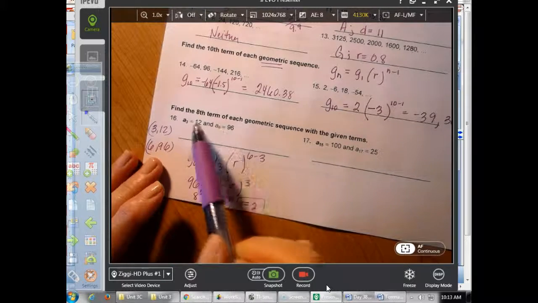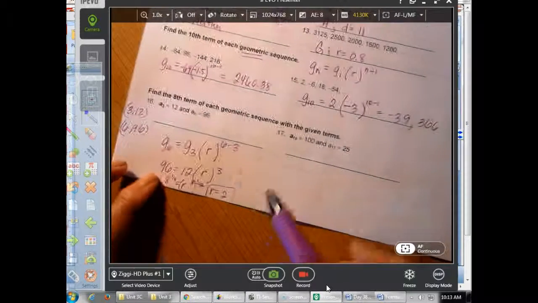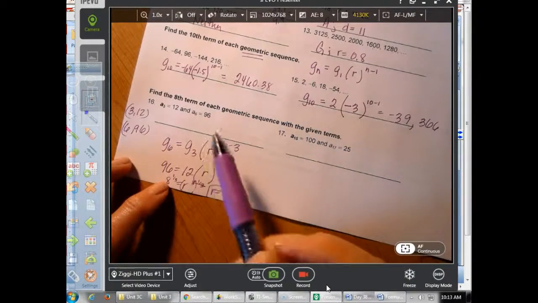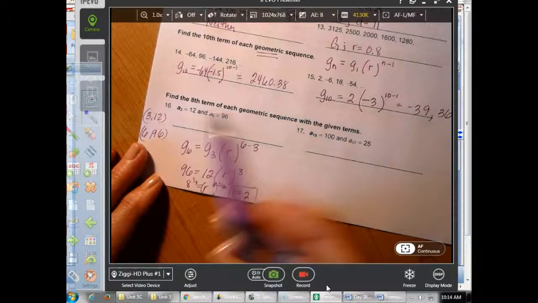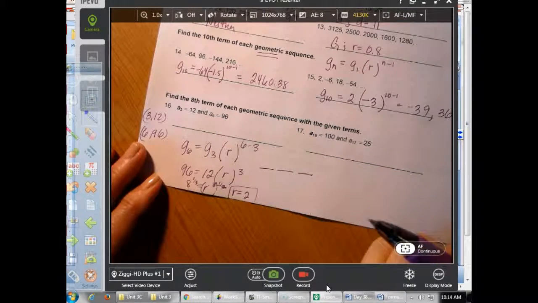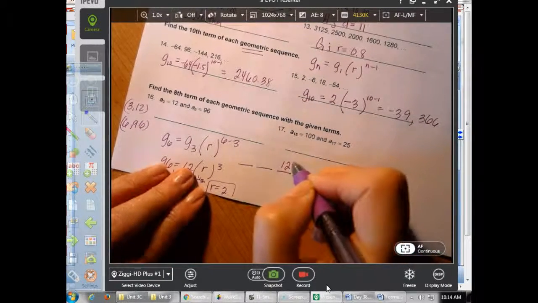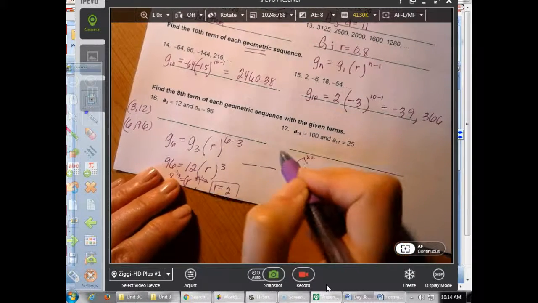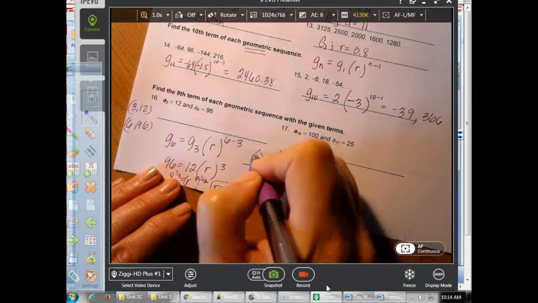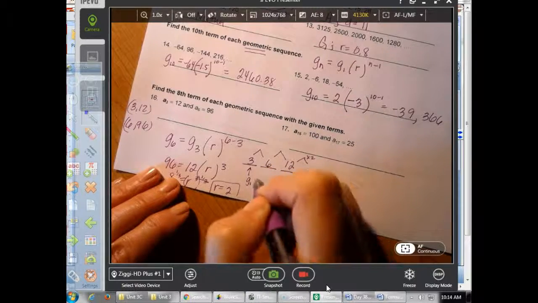Now, that's not what it really asks. It wants us to find the 8th term. So what I have to do is work backwards to find my first term. And I know if R is 2, I could just divide by 2 and get 6, and then divide by 2 and get 3. Or let me just write that out because I'm afraid I probably lost some of you on that. If G sub 3 is 12, and I know I'm multiplying by 2 to get to the next term, I could divide by 2 to go backwards. So that gives me 6 here, divide by 2 there, and that gives me 3 there. So G sub 1 is a 3.